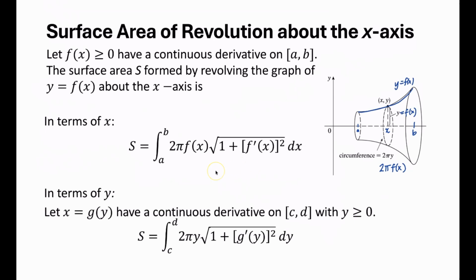Now, just depending on what we're given, it may be better to do this in terms of the variable y. So if our function is given as a function of y with, again, a continuous derivative, and it's defined on some set of y values from c to d, with this time y being greater than or equal to 0, then our formula is going to be the integral from c to d of 2 pi y, so now it's just that individual variable y, everything's in terms of y, the square root of 1 plus the quantity g prime of y squared dy.